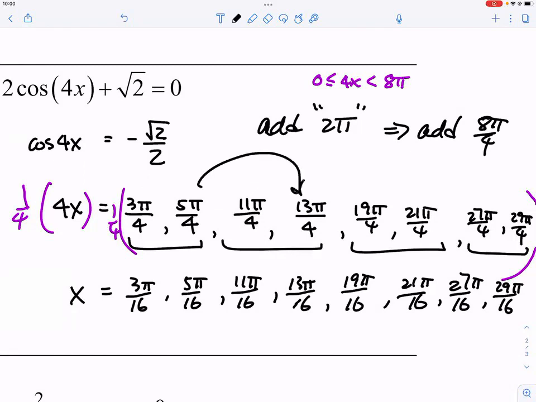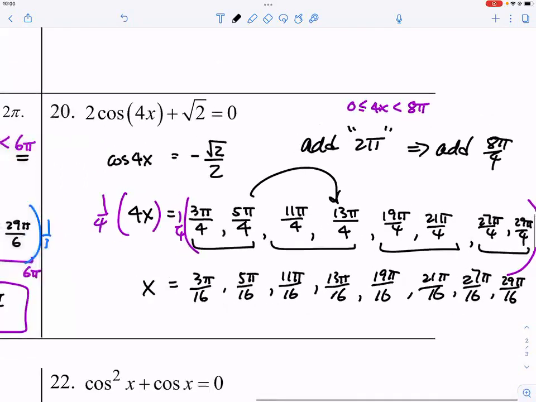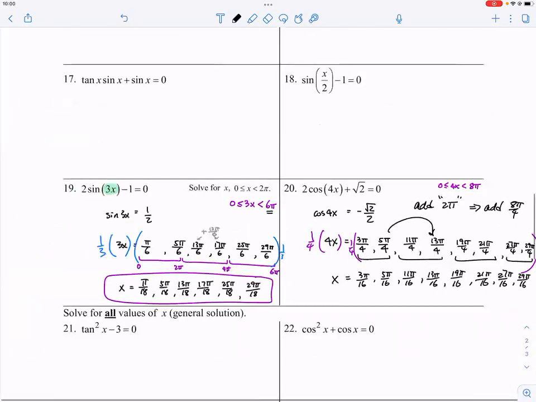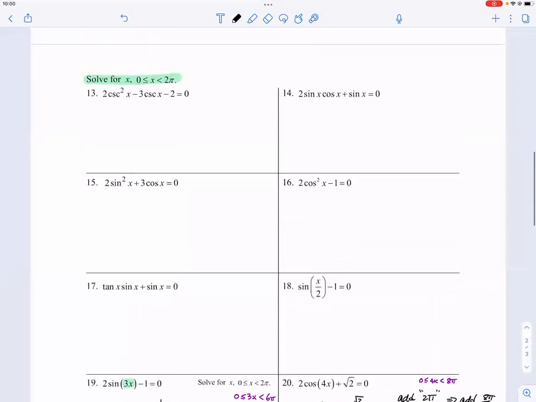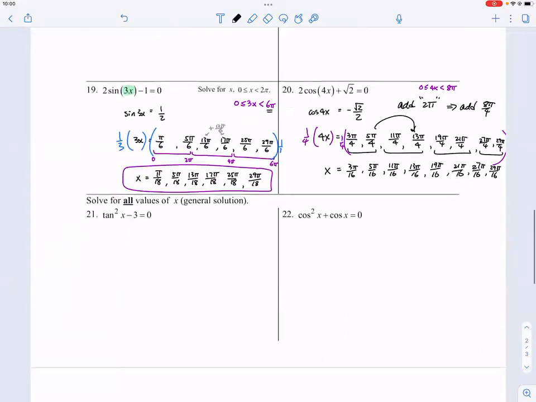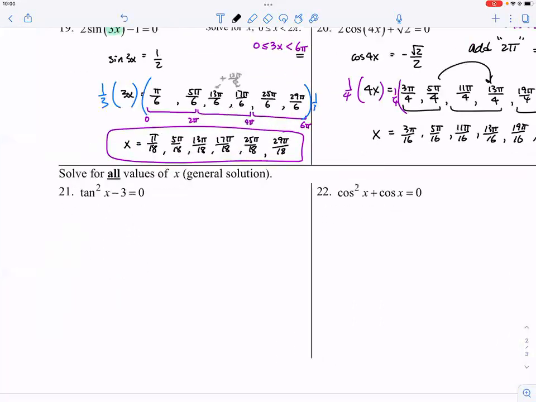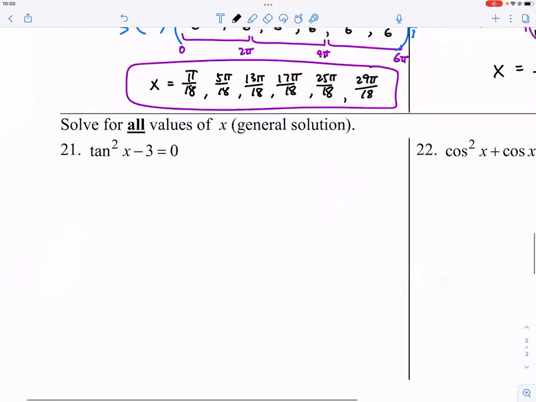From here to here, we add 8 pi over 4. And we just keep doing the same thing 4 times for each angle. So then we can get the list of values here. All right. So yeah, one more thing for question number 21.